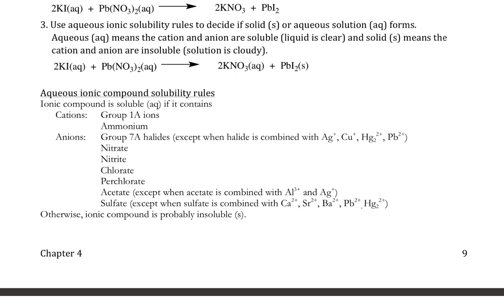So our overall reaction is 2KI aqueous plus Pb(NO3)2 aqueous yielding 2KNO3 aqueous plus PbI2 solid. So the yellow solid we saw is PbI2.